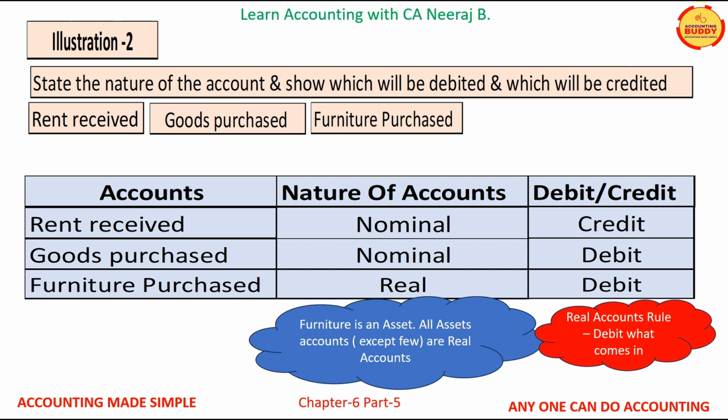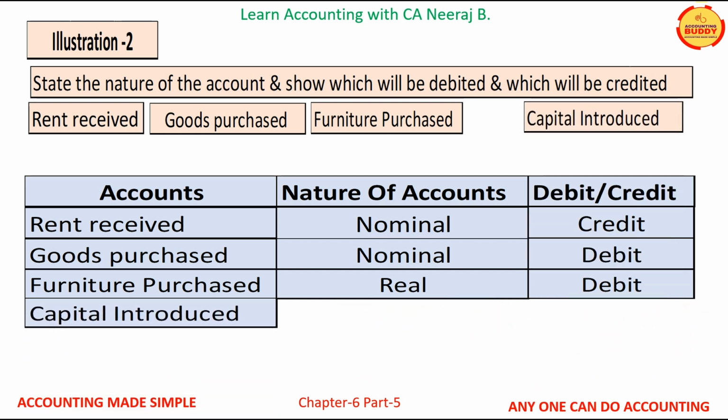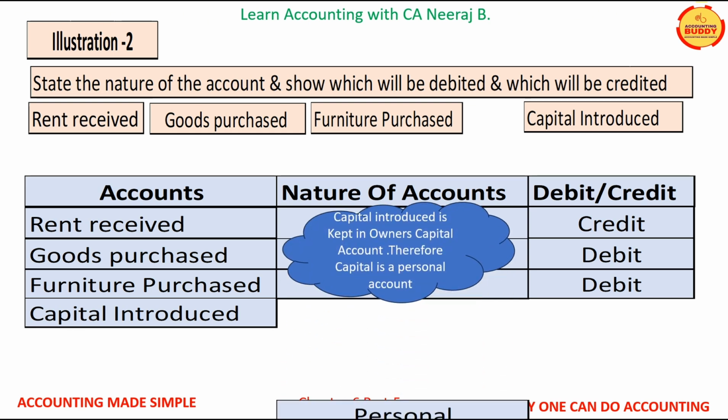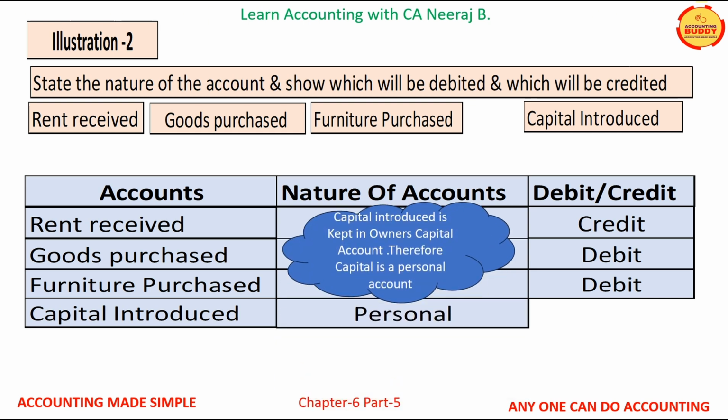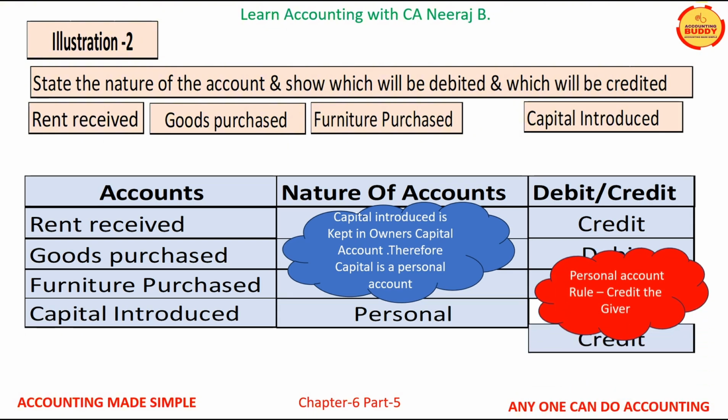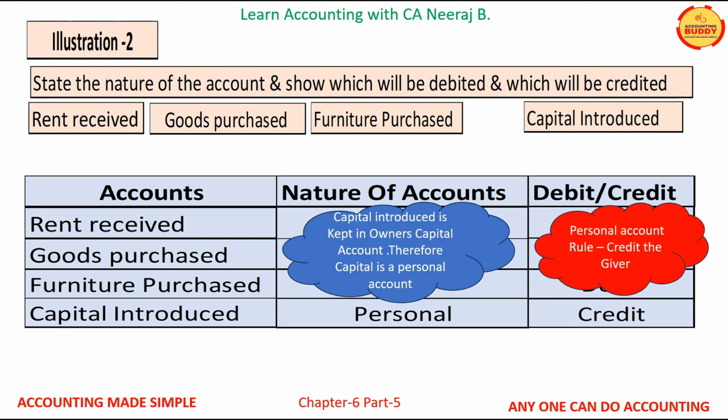Transaction number 4 is capital introduced. Capital introduced is kept in a separate owner's account which is called the owner's capital account. Therefore, it is a personal account. And as per the personal accounts rule, credit the giver.